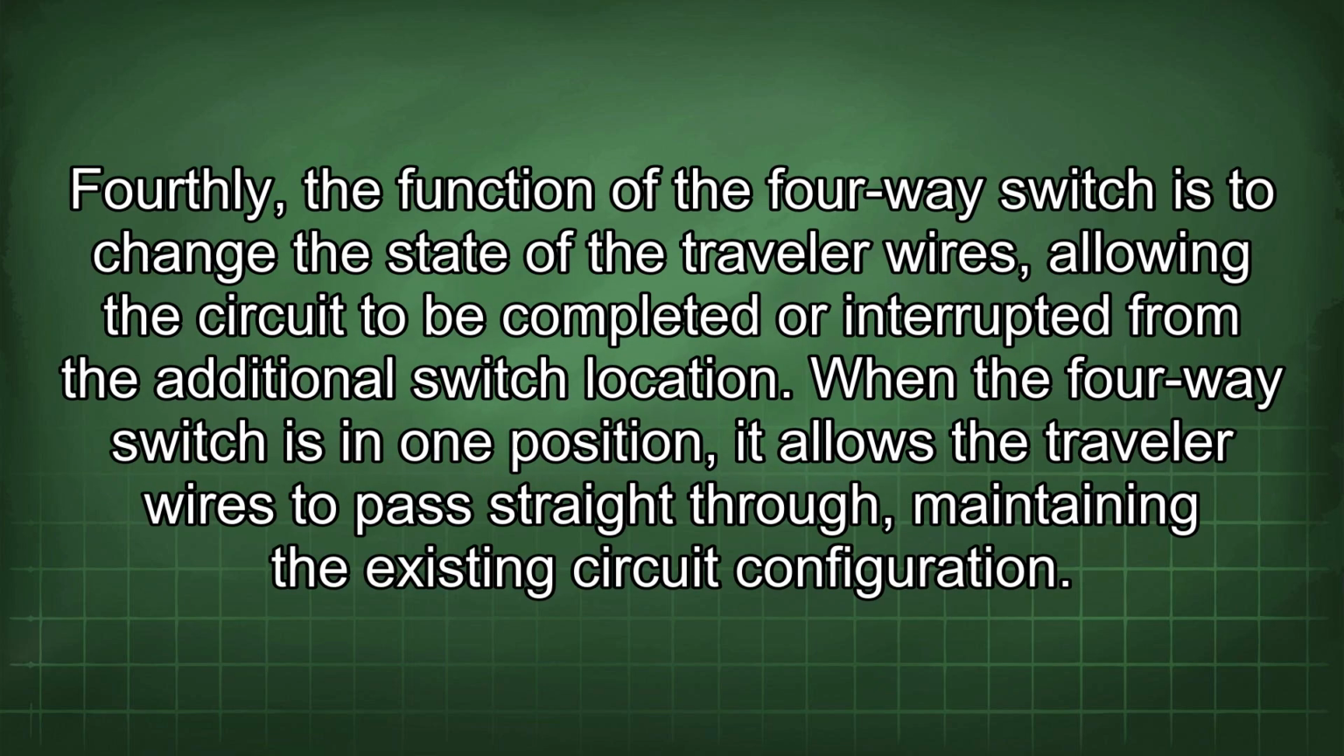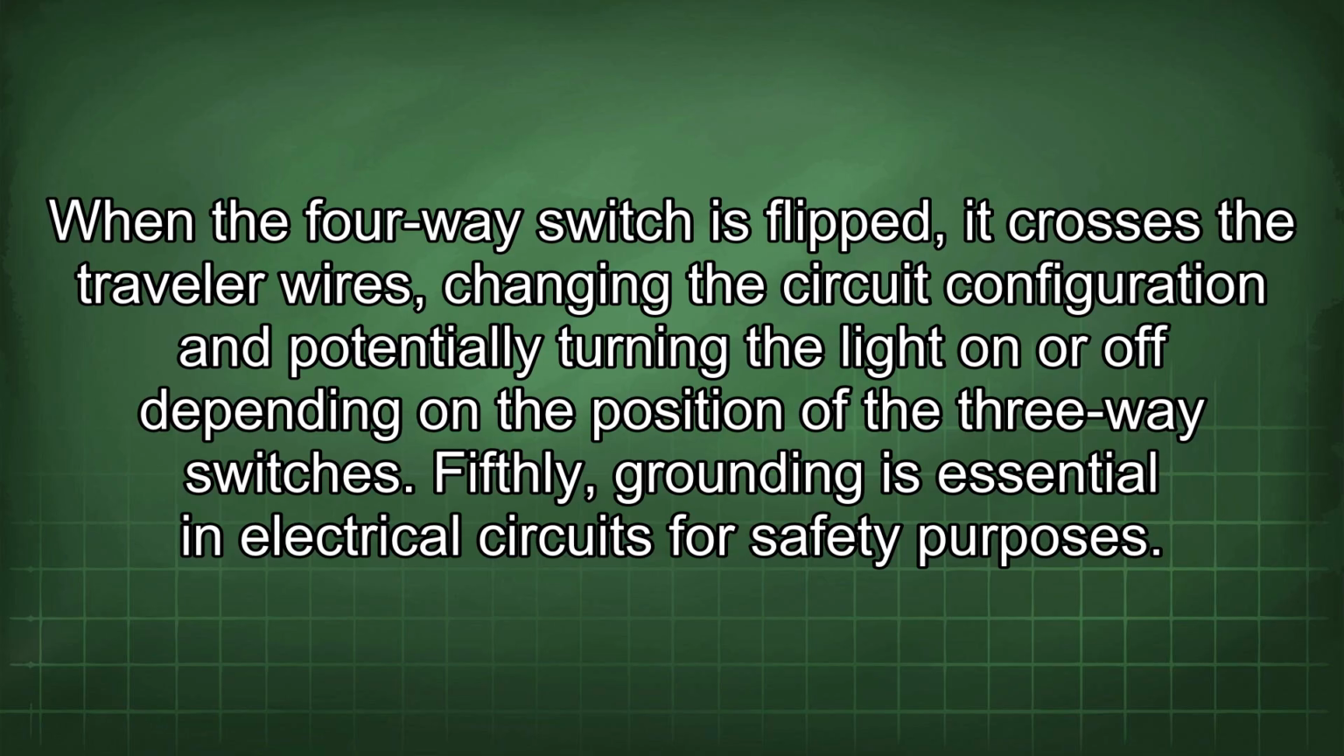Fourthly, the function of the four-way switch is to change the state of the traveler wires, allowing the circuit to be completed or interrupted from the additional switch location. When the four-way switch is in one position, it allows the traveler wires to pass straight through, maintaining the existing circuit configuration. When the four-way switch is flipped, it crosses the traveler wires, changing the circuit configuration and potentially turning the light on or off depending on the position of the three-way switches.